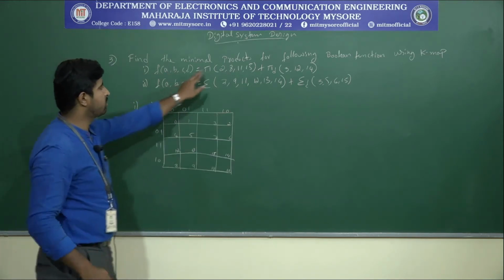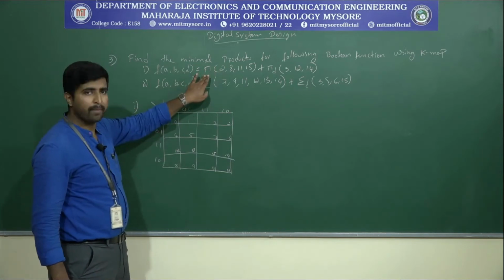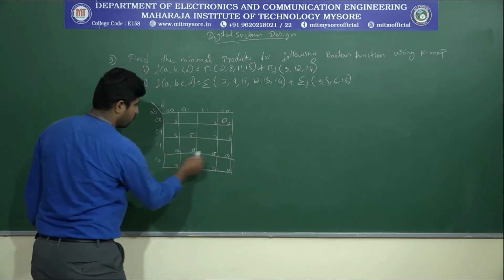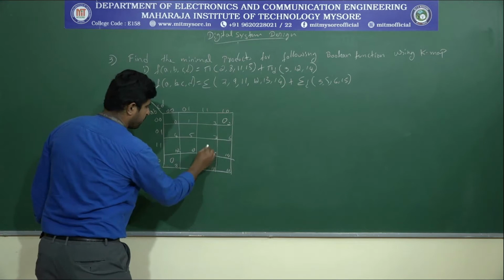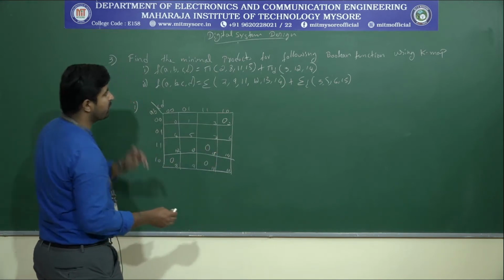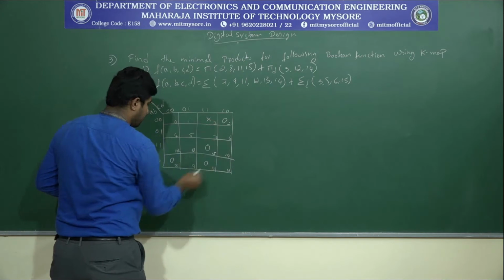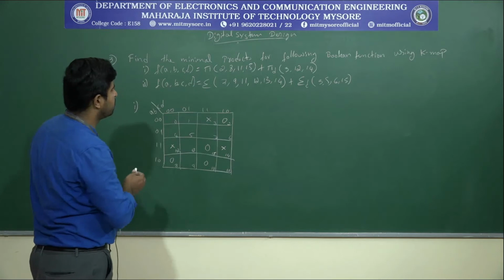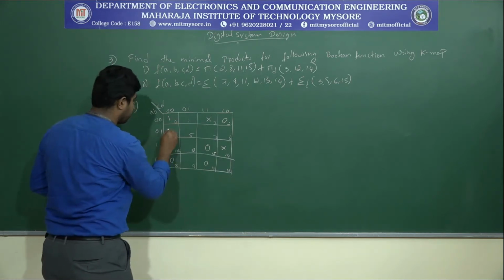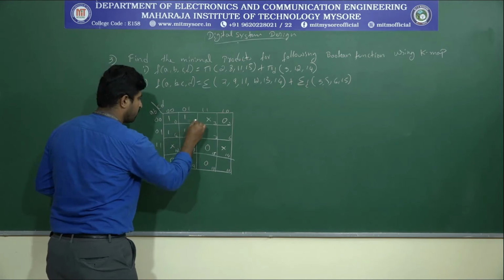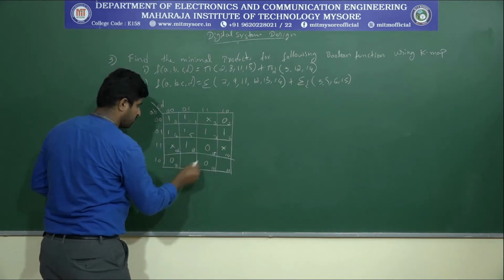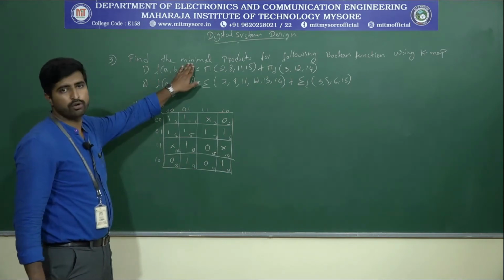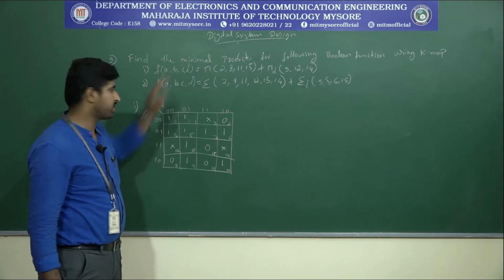Then let's place the logic 0 because they are given a pi to the corresponding cells 2, 8, 11, 15. Next 3, 12, 14 are don't care. Okay, so remaining will be the logic 1. Okay, now we need to group the logic 0 because they are given to write the minimal product expression.